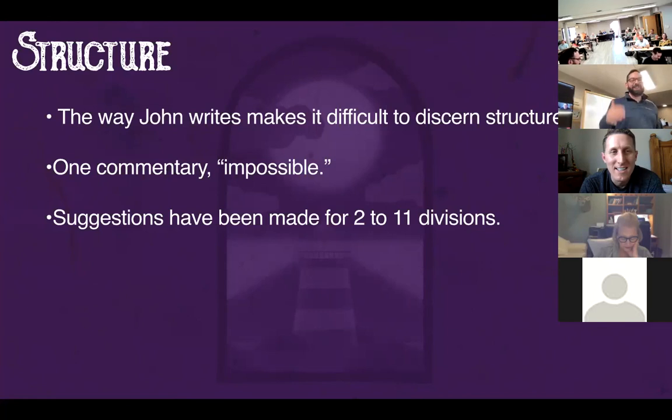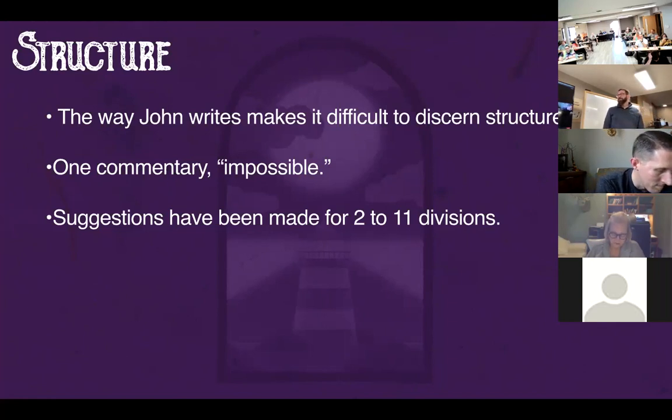All right, the structure of John. This is the meat and potatoes. Everybody's scared of it, and rightfully so. The way he writes it makes it difficult to discern the structure. It's not like Paul, where he says, I'm going to talk about this, and talks about it, and then I'm going to talk about this, and then talks about it. John feels all over the place. One commentary said it's impossible to structure this thing with any confidence. There was one commentary I read that said there's a breakup of two divisions to 11 divisions of how this thing gets diced up, what verses go in what section, and it gets crazy.